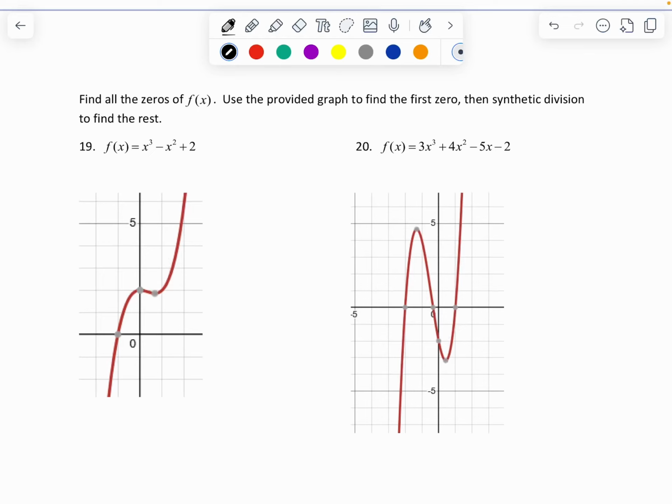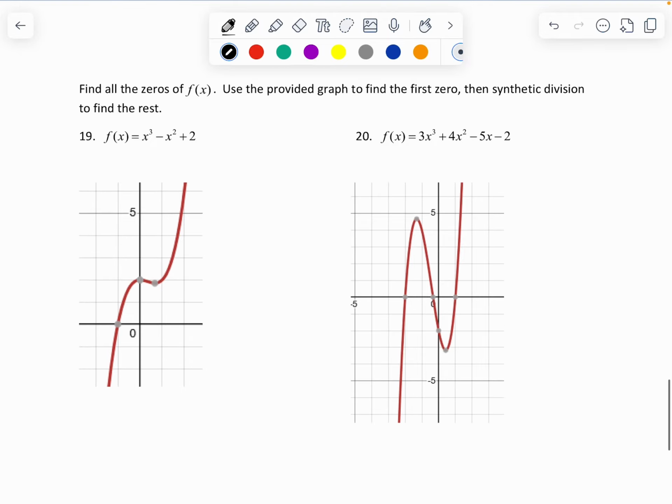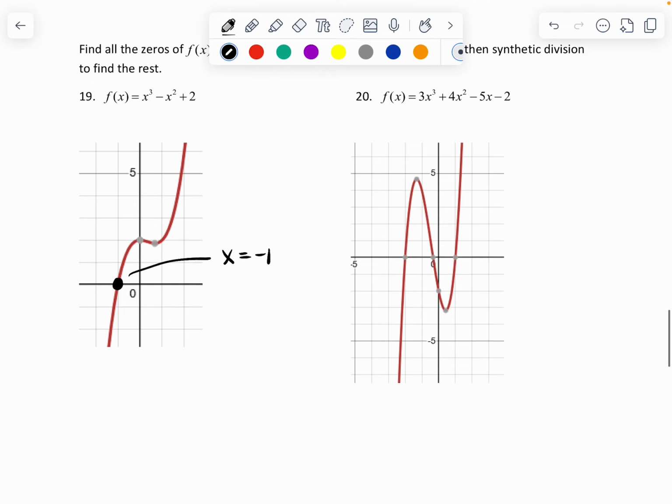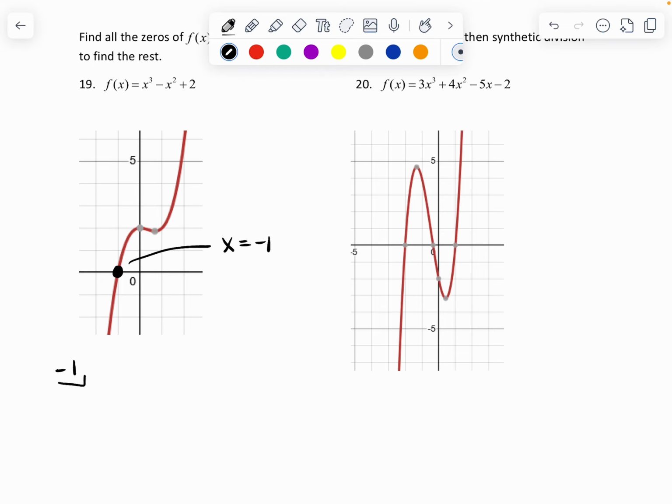All right, so the last page here, number 19. It says find all the zeros, use the provided graph to find the first zero, and then synthetic division to find the rest. So on this graph, the one zero that we have here is that x equals -1. So what I can do is plug -1 into synthetic division.